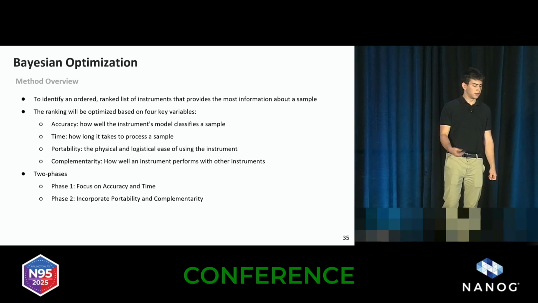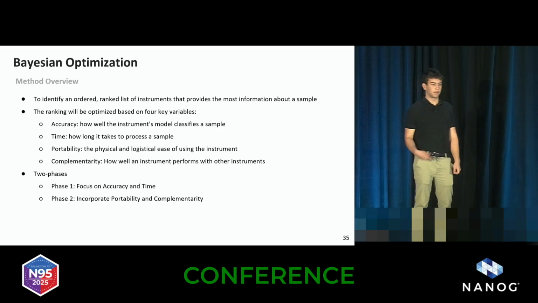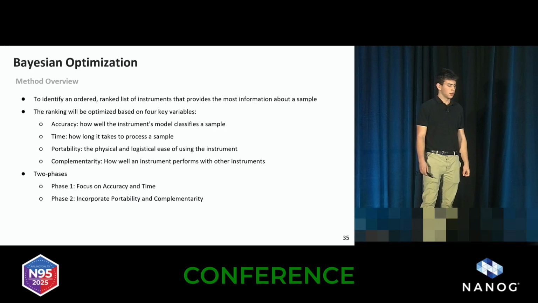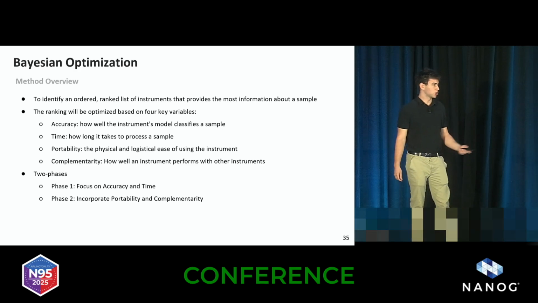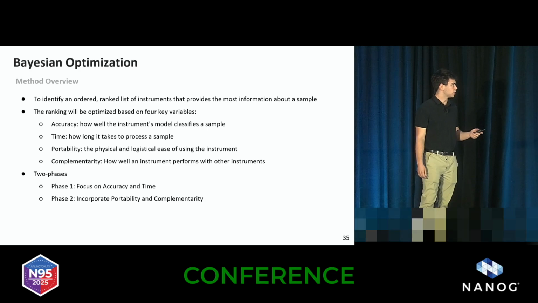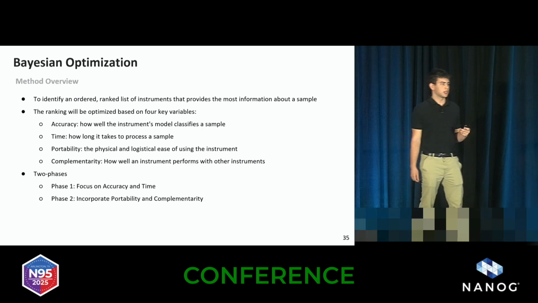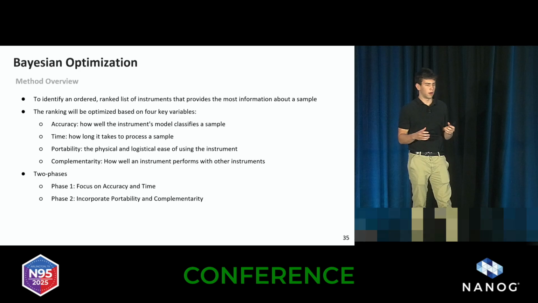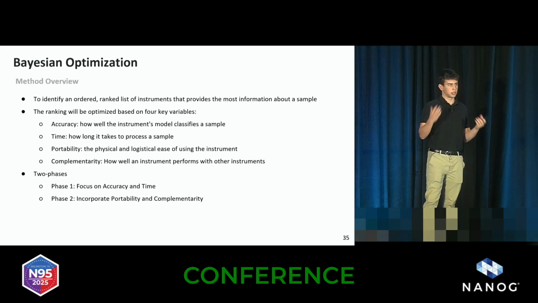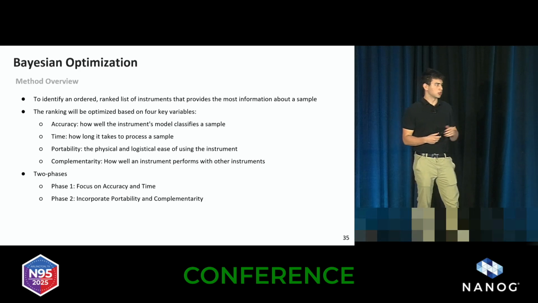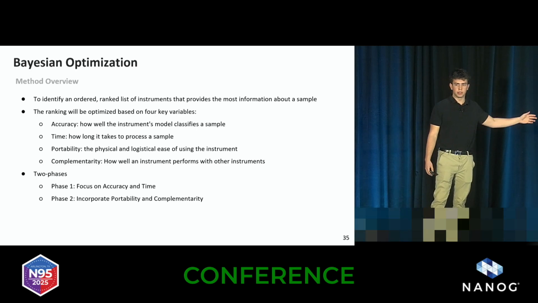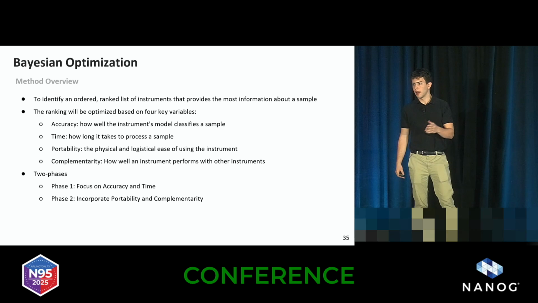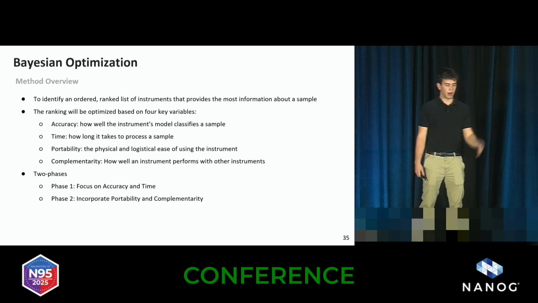And so we have 2 phases, with phase 1 being a focus on accuracy and time, and then phase 2 being incorporating portability and complementarity. And I just want to highlight something about the accuracy. So when we say accuracy, we're talking about if we were to build a model on this, how well does it classify? So for example, you saw PCA as an example of a machine learning model. If we are to build a model per instrument, how well is it going to group these different vendors?